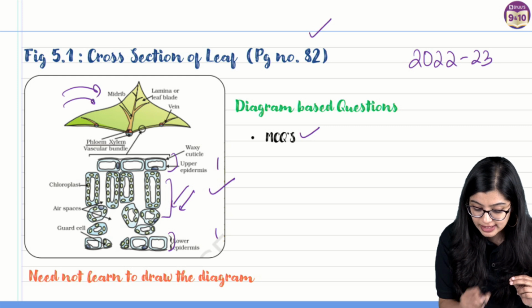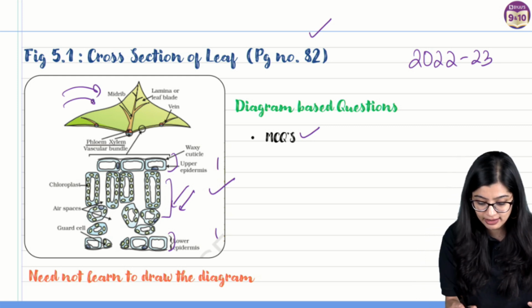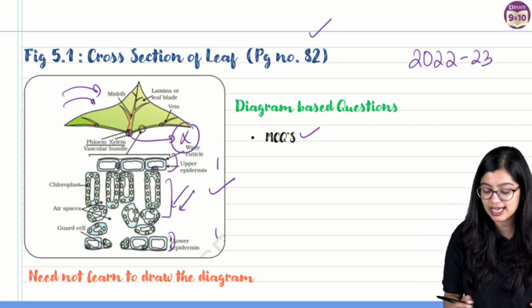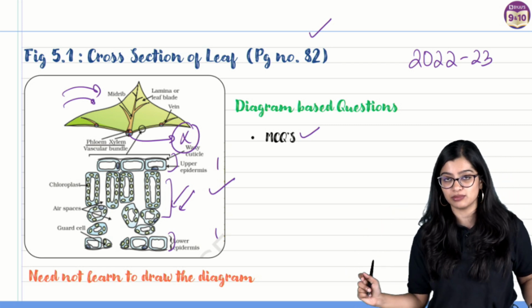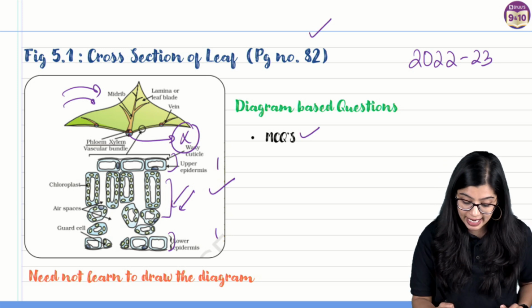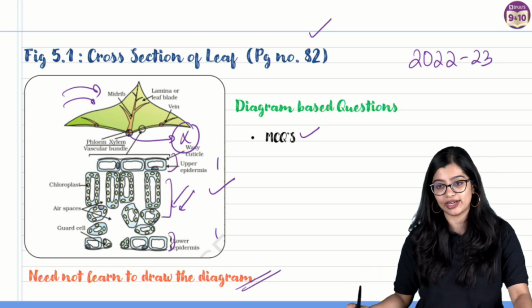And same goes for the diagram that is given above. So they could probably just label this part as X, and you have to identify what is X. So these are the kind of questions that you will get from this particular figure. Again, you don't need to learn how to draw the diagram.